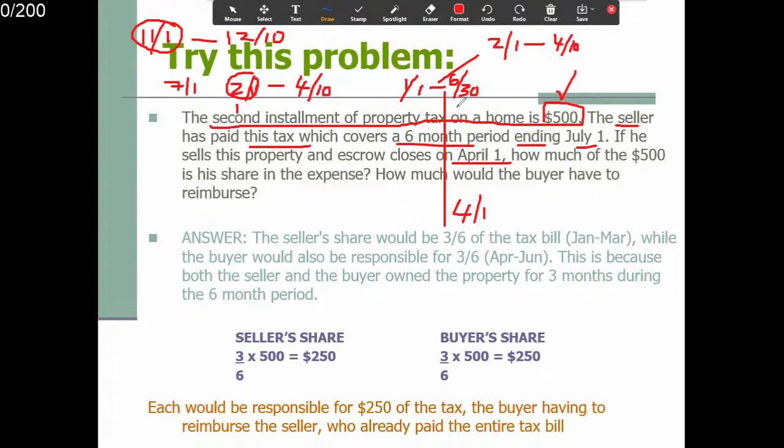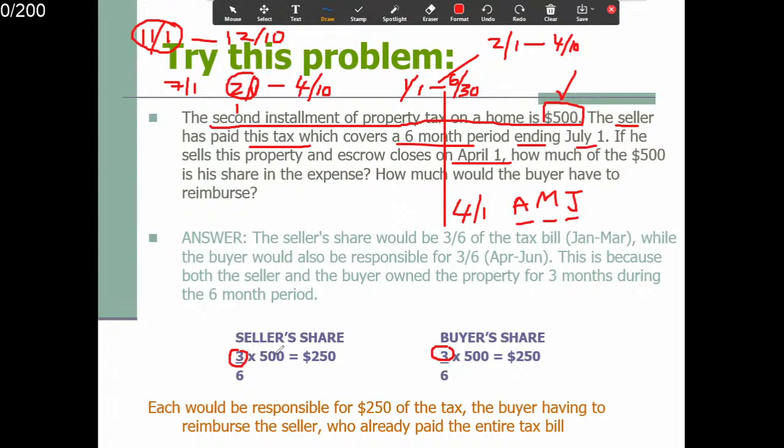Remember, the seller paid until the end of June, right? So you have April, May, and June: 1, 2, 3 months. For the buyer, the buyer is 3 months. And so is the seller. The seller is also responsible for 3 months, right?